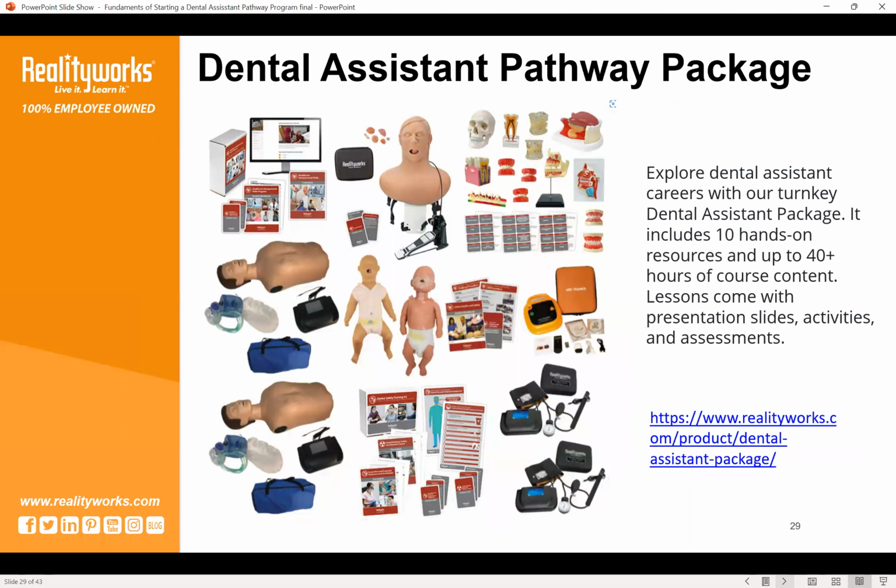And for those of you starting a brand new dental assistant pathway program from scratch, we offer what we call a pathway package. And this is the suggested dental products that we have. And we put it all together on one really nice large package. All of the items come with curricula. So if you're brand new, you have all of these interactive simulators and models and programs along with lesson plans. And it will help save your staff tons of time, but make it very engaging.